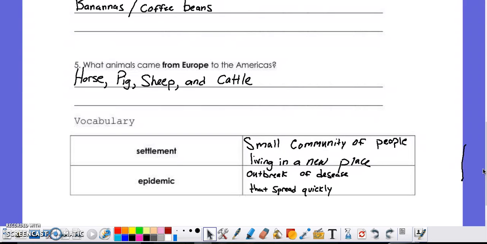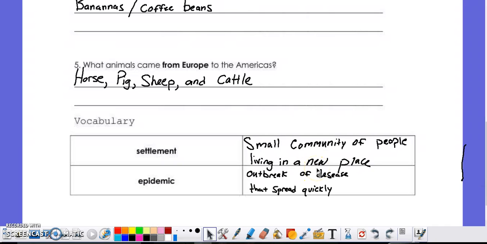An epidemic, the one I had mentioned earlier, is an outbreak of disease that spreads quickly. This happened to many Native Americans as the Europeans came over with diseases that had never been treated before, and many Native people became ill, and it spread quickly.